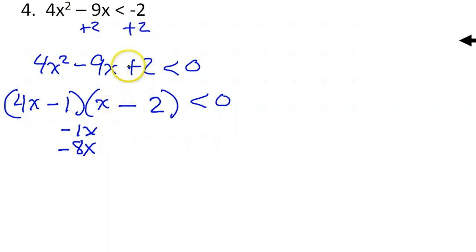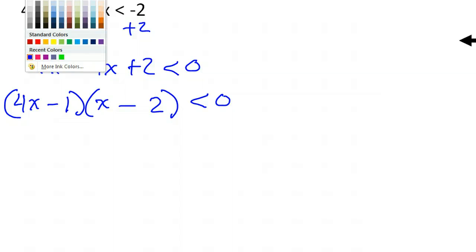There's one more thing we have to check. Are we getting the correct sign on the 2? Well, yes, because negative 1 times negative 2 is positive 2. So we have factored it correctly.